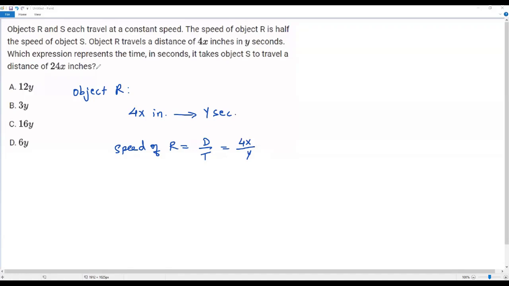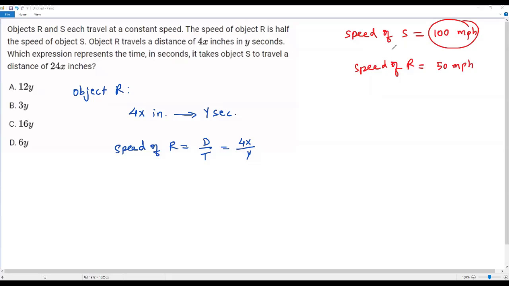Before I proceed with the next step, let's quickly look at an example. Let me consider the speed of object S as just one example. I'm saying 100 miles per hour. Then what is the speed of R? The information says the speed of object R is half the speed of object S. Since the speed of object S is assumed as 100 miles per hour, then the speed of object R has to be 50 miles per hour. That is half of the speed of object S according to the information we have over here.